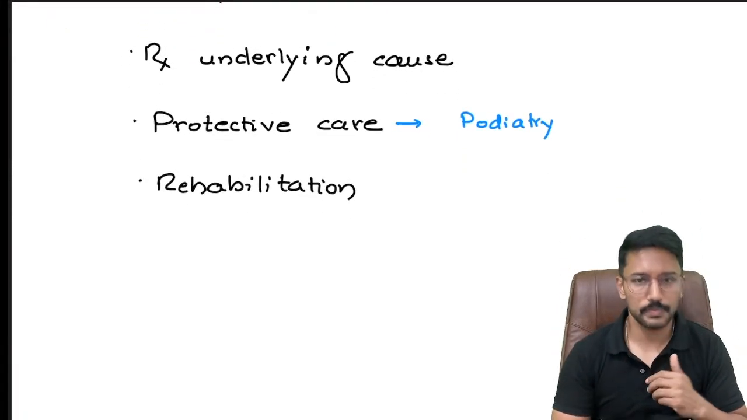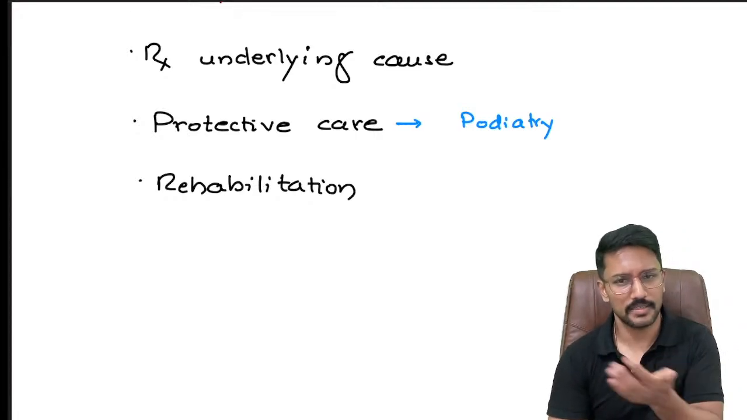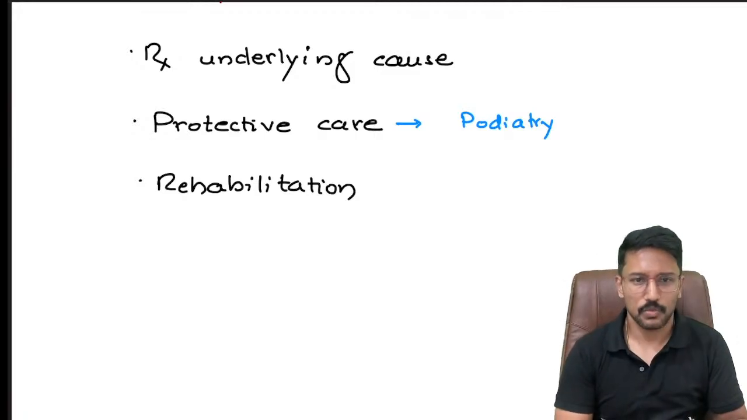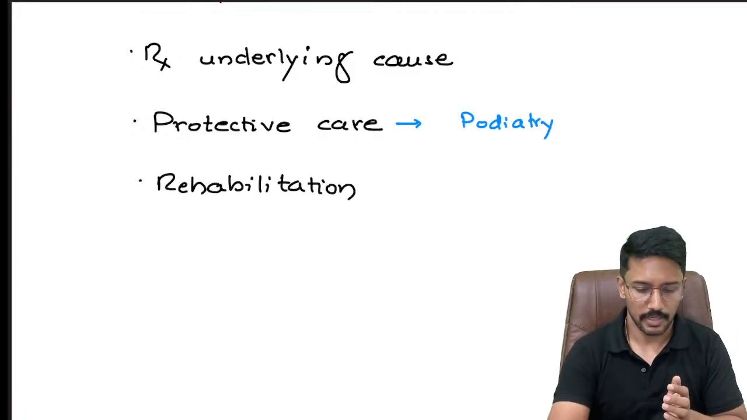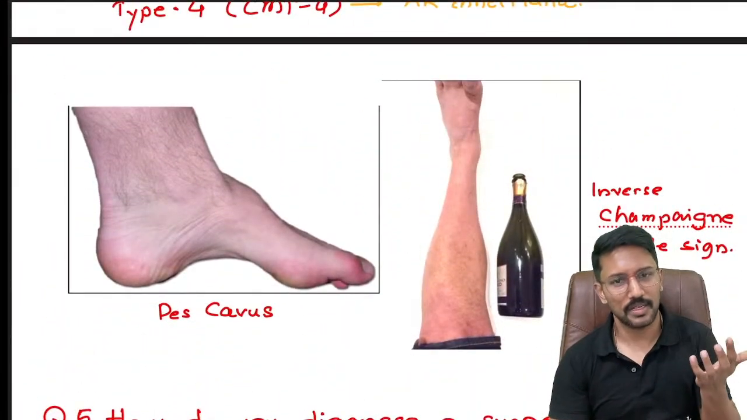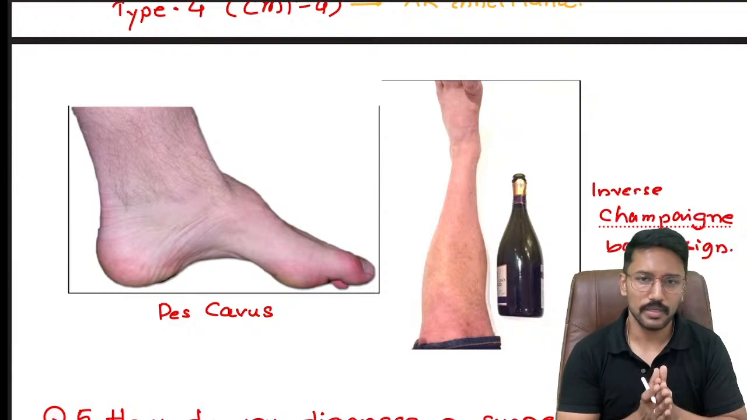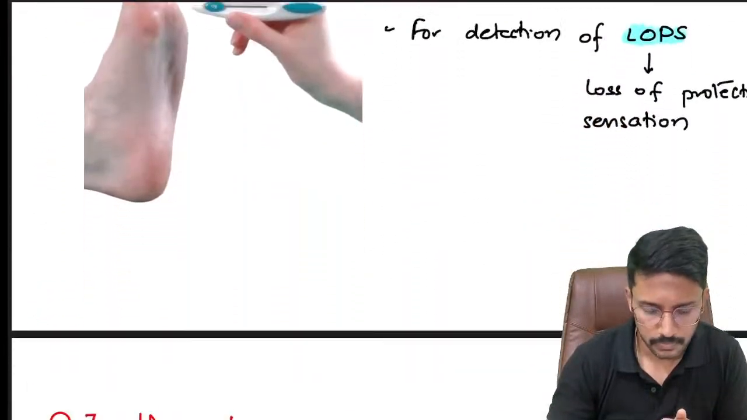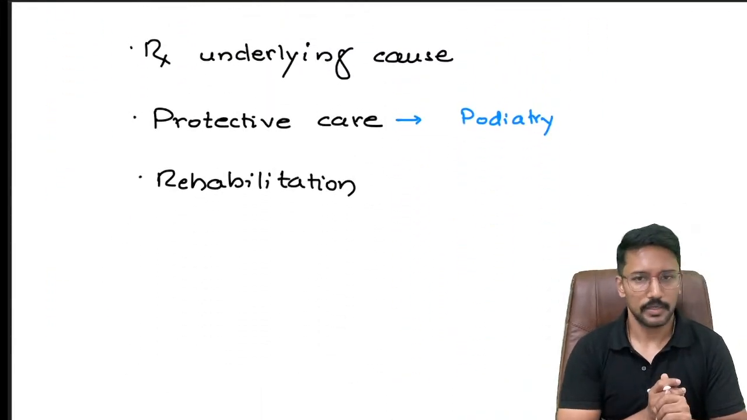And third, जिनको underlying cause treat नहीं किया जा सकता है, like hereditary sensory motor neuropathies, in such patients, what can we do? The only thing we can offer is rehabilitation. Like we saw these deformities, right? Like pes cavus deformities. या तो ये surgically correct किया जा सकता है, or with orthotic braces it can be handled. So we have to think of rehabilitation. So this is how we basically manage a case of peripheral neuropathies.